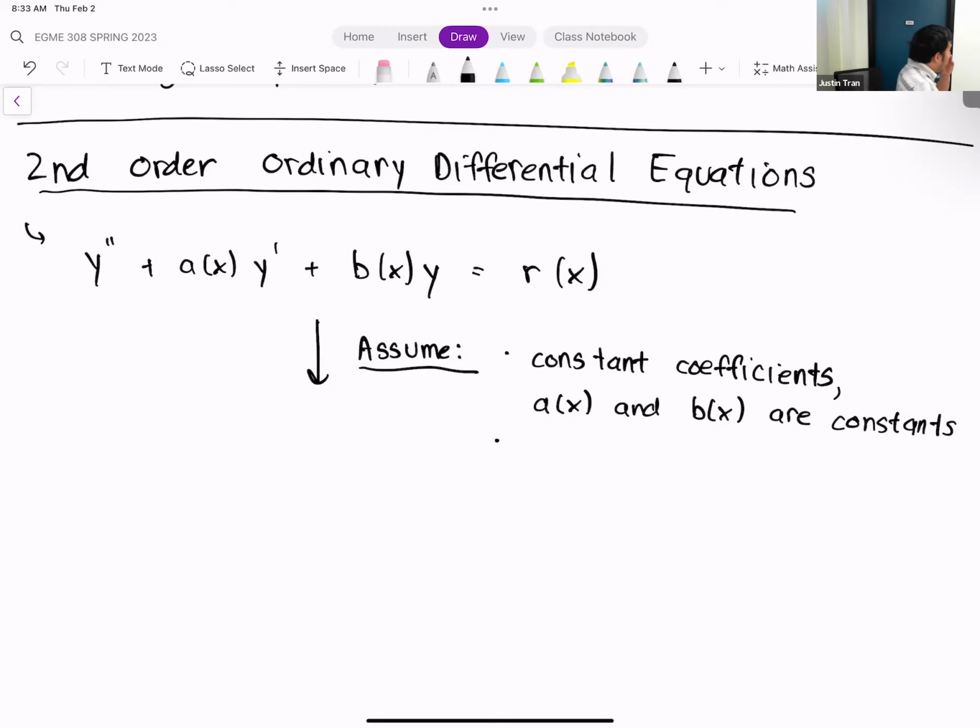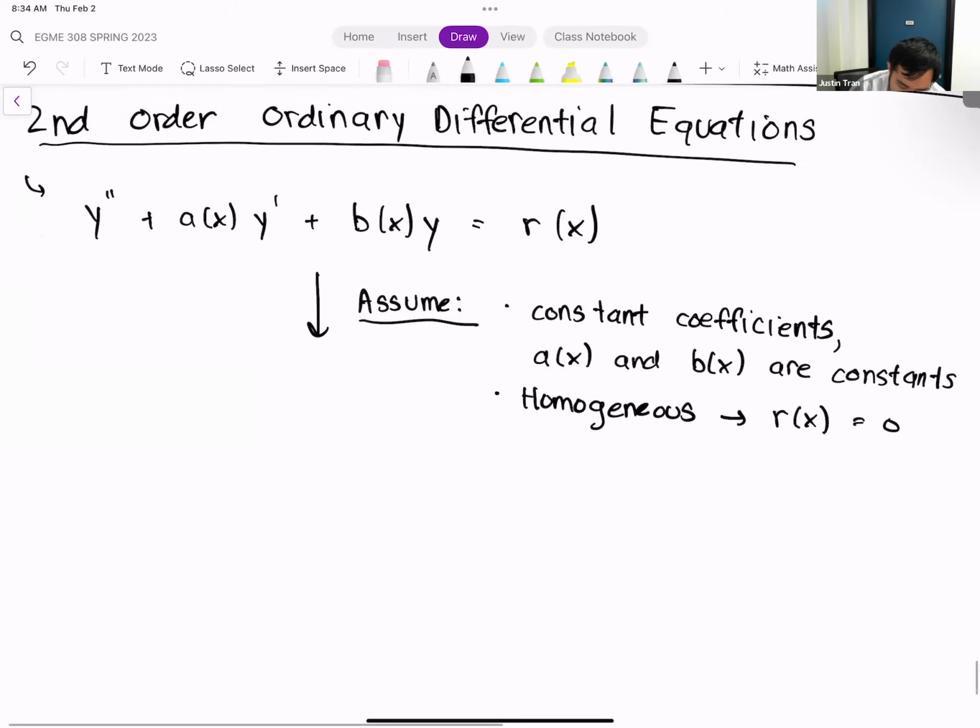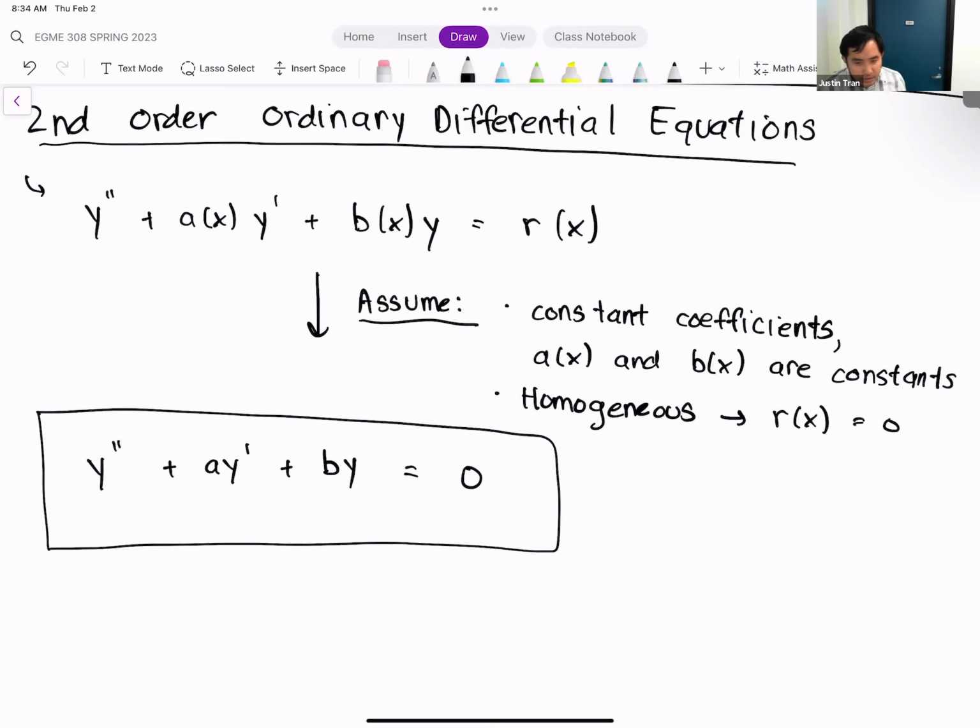Another assumption that we'll make for today is we're going to assume that we have a homogeneous equation. The homogeneous assumption basically means that the right-hand side, R of X, is equal to 0. If we make those two assumptions, then our differential equation becomes the following. We have y double prime plus a y prime plus b y is equal to 0. This is going to be the starting point for all of the problems we're going to do today, all the examples and all of the theory that we're going to be working with.